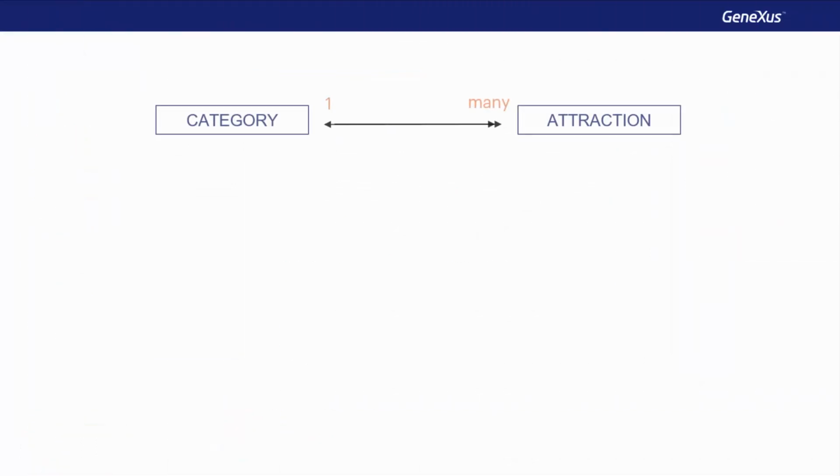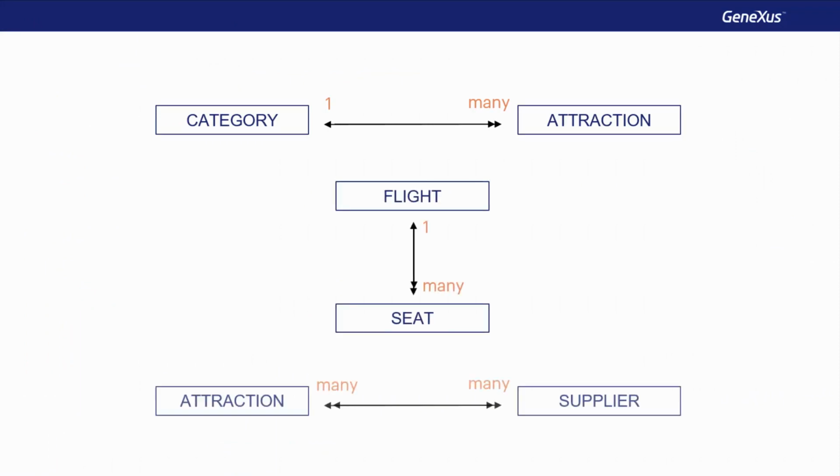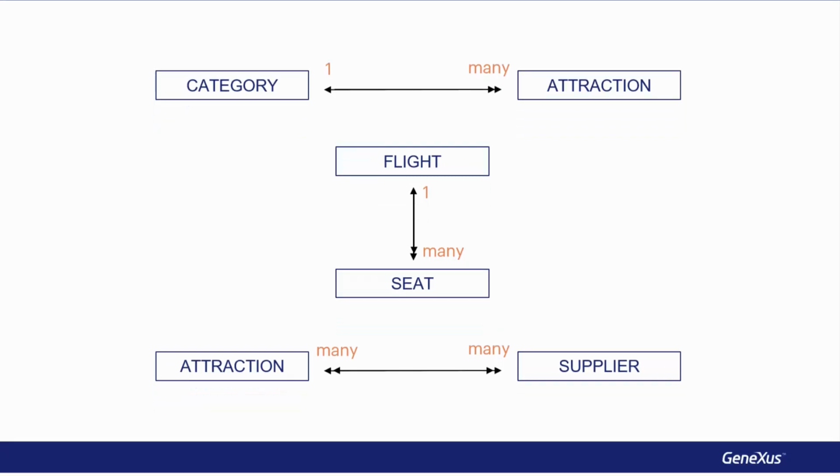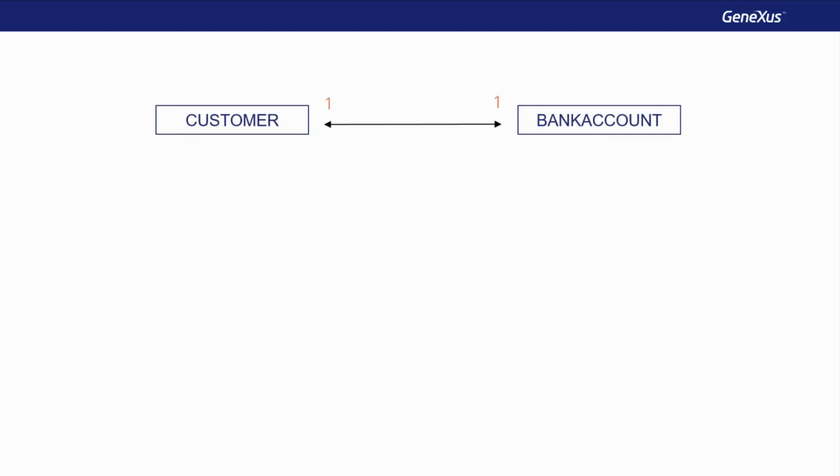So far, we've seen that using transactions and their attributes, we can represent different relationships between the actors of our reality. In this course, we won't talk about one-to-one relationships. For example, when the travel agency needs to associate with each customer the bank account opened to pay for the services hired.